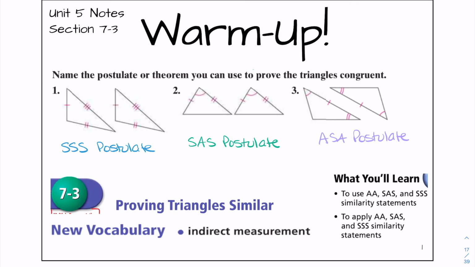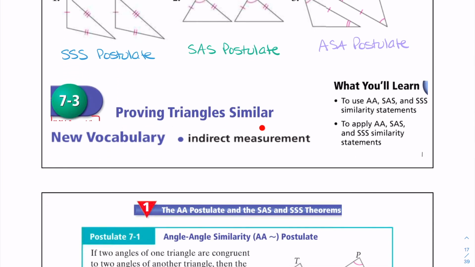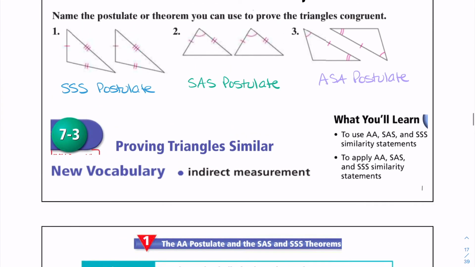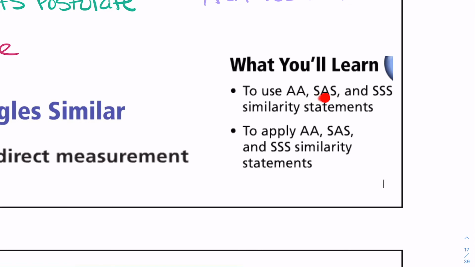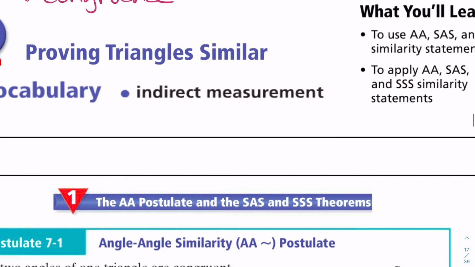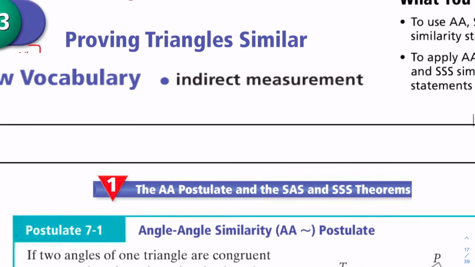So today we're going to be proving triangles similar, not congruent, right? These were congruence ones. The rest of these, the ones we're doing today, are about similarity. We have three similarities: angle-angle similarity, side-angle-side similarity, and side-side-side similarity. We're going to apply all three of these and write similarity statements. And we'll even do some real-world application involving indirect measurements.